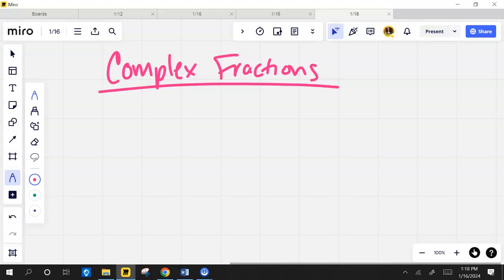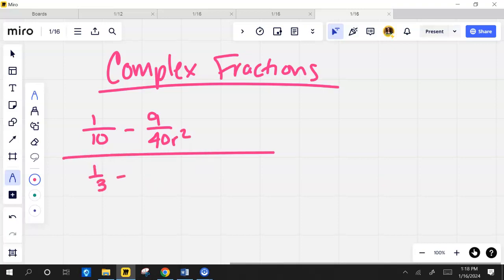All right, here's what we're going to do. This is just an example I had already written down. So complex fractions are fractions within fractions. Whenever I have fractions and fractions, I have to do some manipulation to the top and the bottom before I can actually combine them.